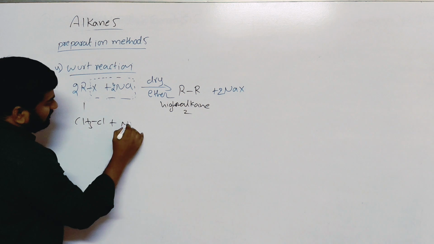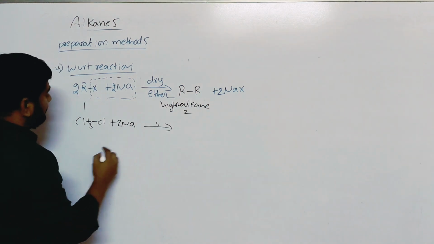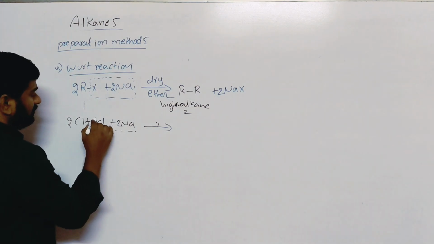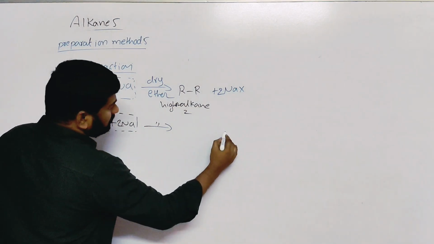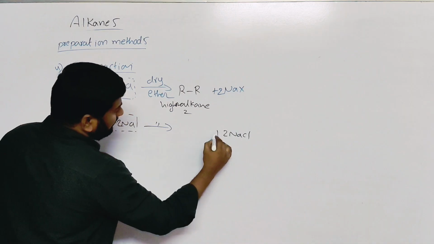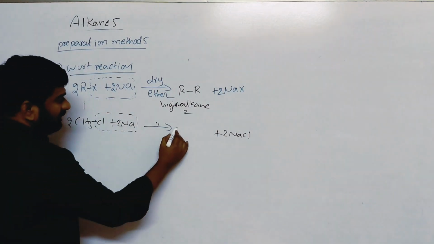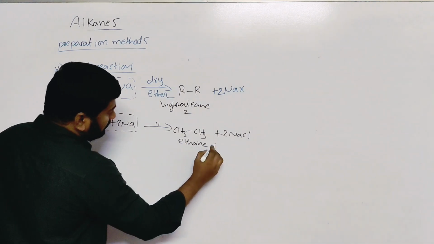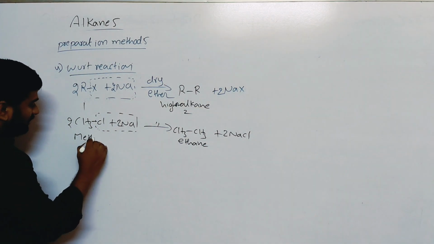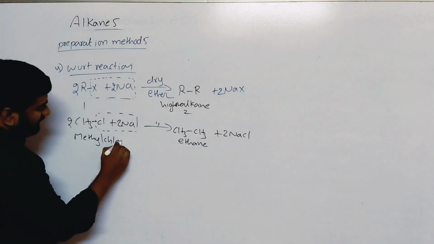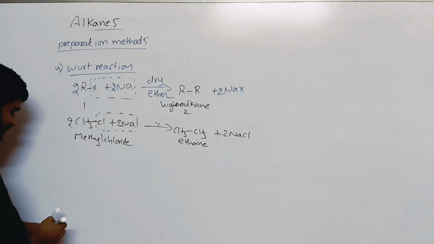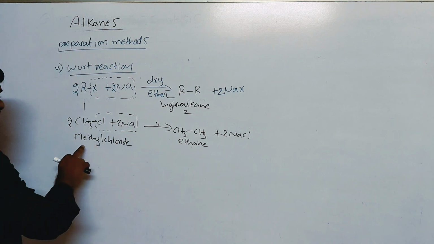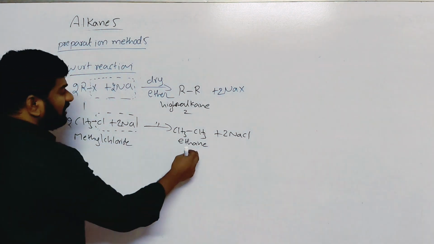CH3Cl heating with sodium metal. If you take 2 moles of this, what will you get? 2 Cl atoms and 2 Na are both removed as 2 moles of NaCl. Next, 2 CH3 groups are left. 2 CH3 groups combined give ethane. So if you take methyl chloride, you are getting ethane. Methyl has 1 carbon, ethane means 2 carbons.